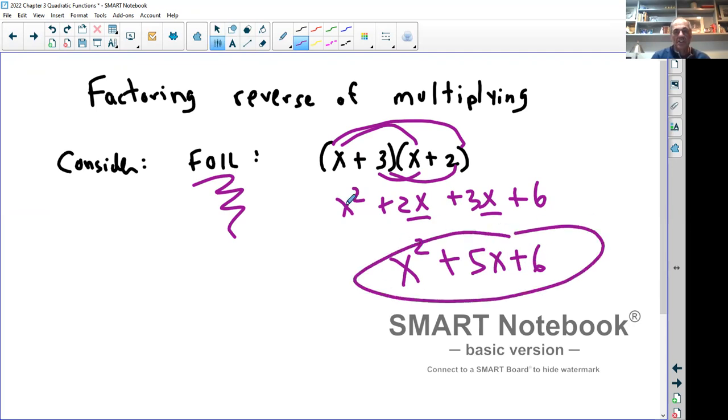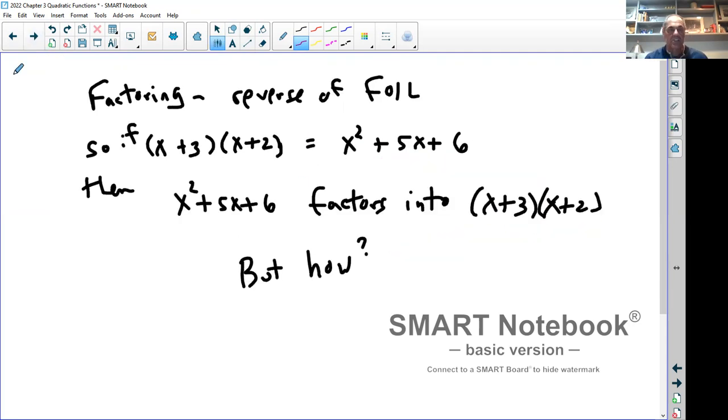Let's do the reverse. Let's start with x squared plus 5x plus 6 and factor it. So x plus 3 times x plus 2 FOILs to give us this. Let's start with this and factor it into that. If we can FOIL this and get that trinomial, we can start with a trinomial and factor it to this. So that's the reverse thing we talked about.